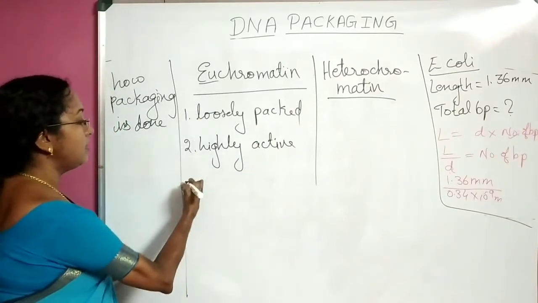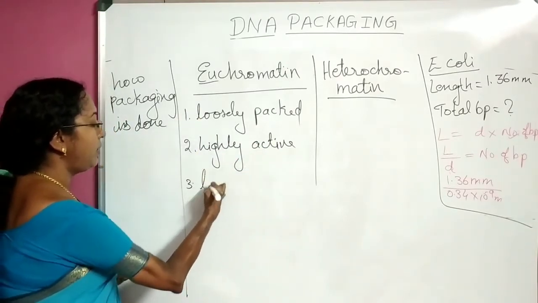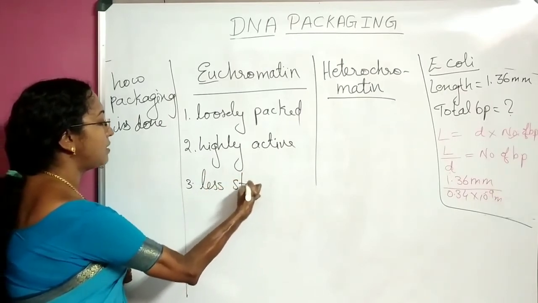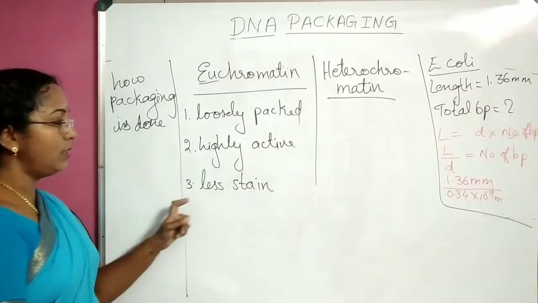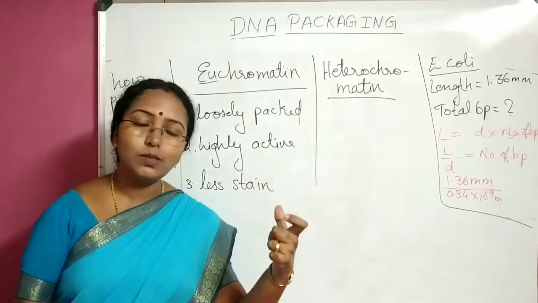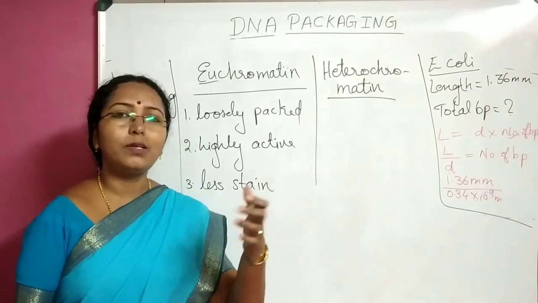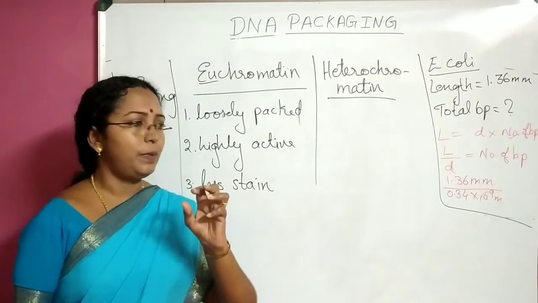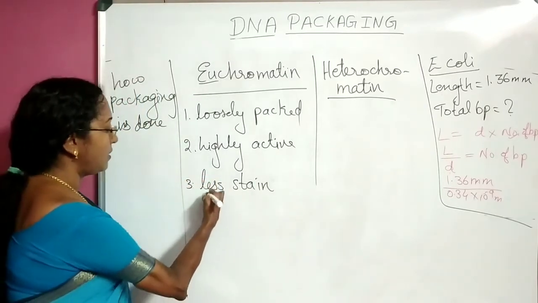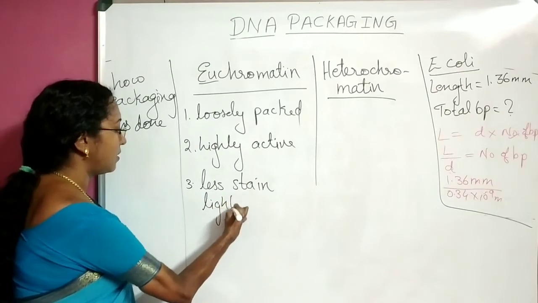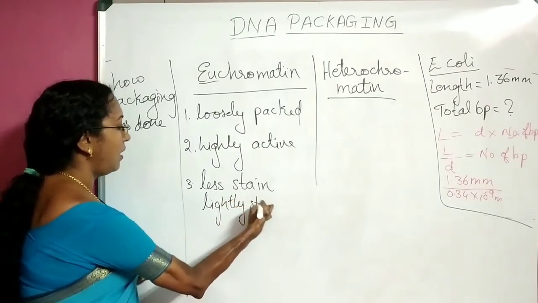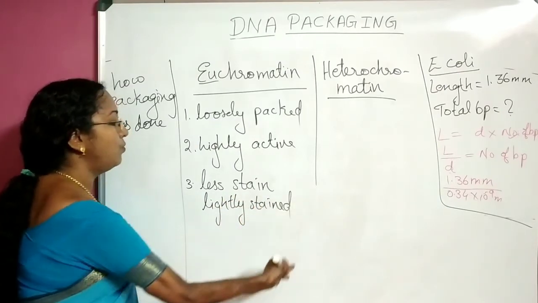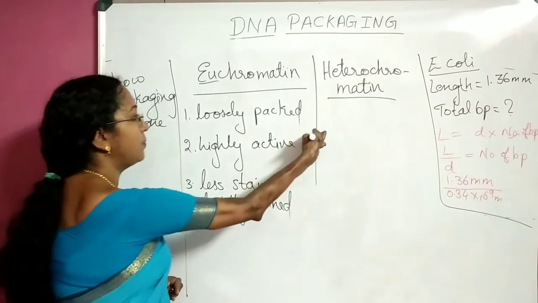Okay, and again since it is loosely packed, it will take up only very less stain. When it is stained and it is viewed through the microscope, euchromatin will take up only less stain. So it will take up less stain, or it is lightly stained. Lightly stained. This is when you view through the microscope.